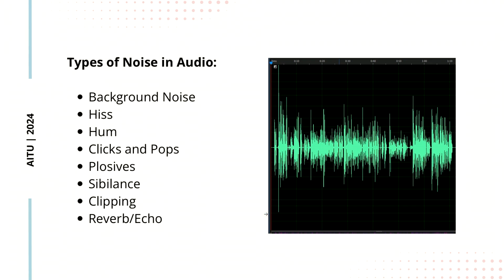So let's define types of noise in audio. Background noise, unwanted ambient sound like room tone, air conditioning, or outdoor noise.